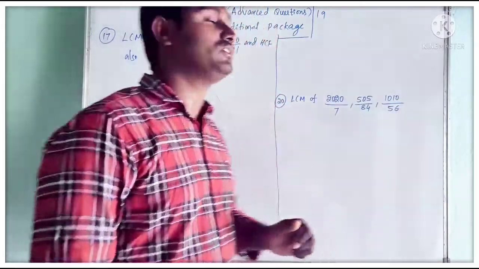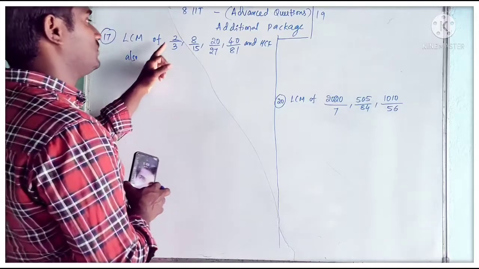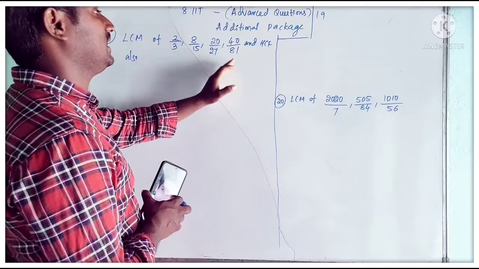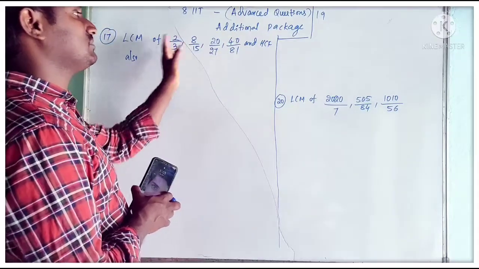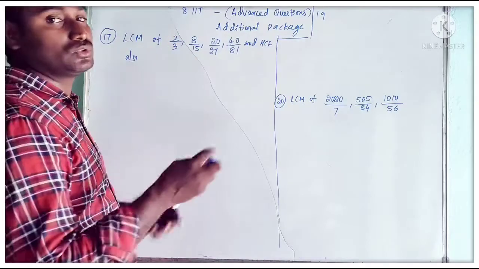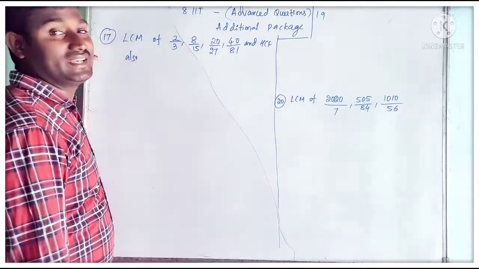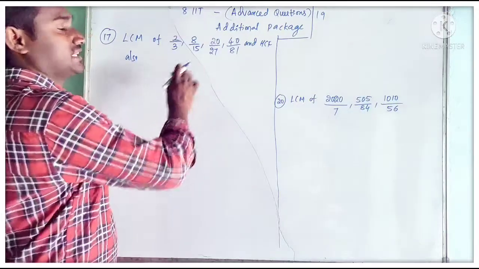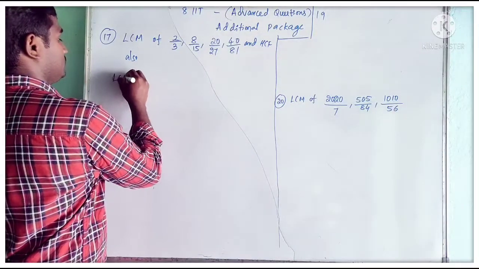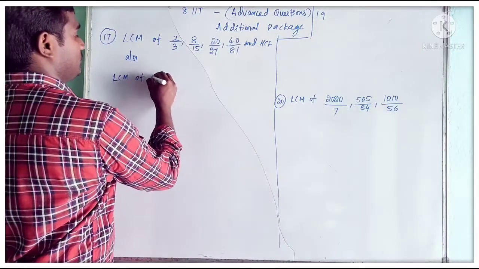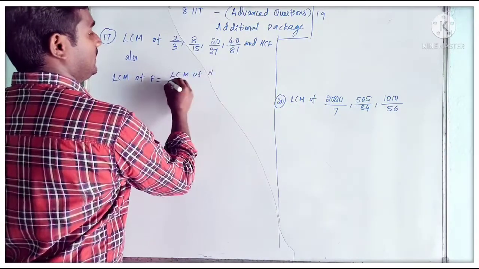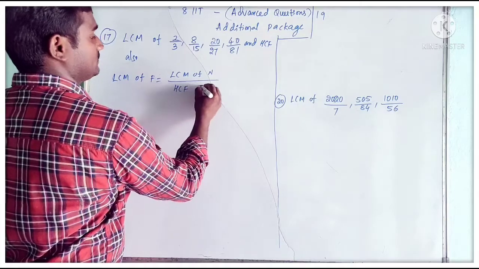So we have the 17th question: LCM of 2 by 3, 8 by 15, 20 by 17 and 40 by 81. In the 18th question we need to find the HCF of the same fractions. So we can write LCM and HCF at a time. To find that, we need to find LCM of numerators by HCF of denominators. LCM of the fractions formula: LCM of a fraction is equal to LCM of numerators by HCF of denominators.